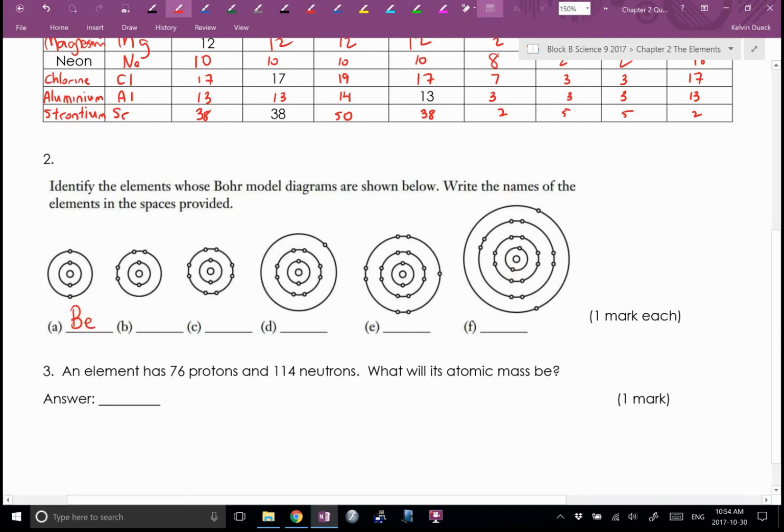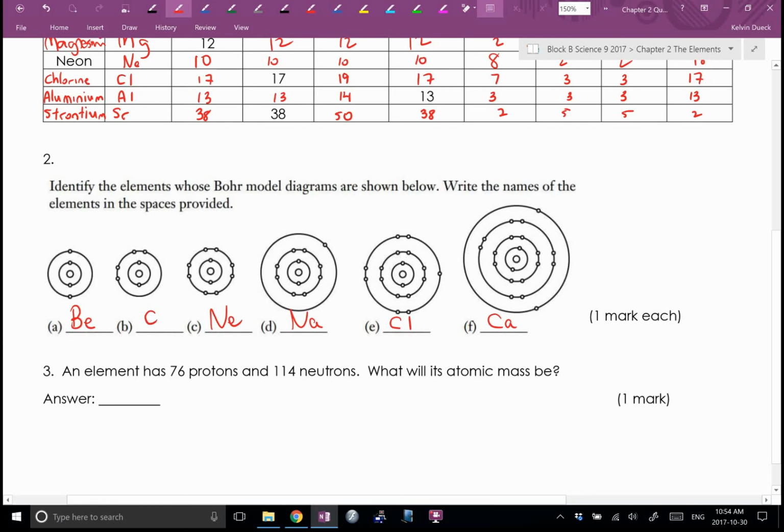1, 2, 3, 4, 5, 6. 6 electrons, carbon. Yes? You could write the name out too, but I've already told you I tend to abbreviate. Yes? Neon? Yep. 1 extra, sodium? 1, 2, 3, 4, 5, 6, 7. Third shell, 7 over. Is that chlorine? Calcium?